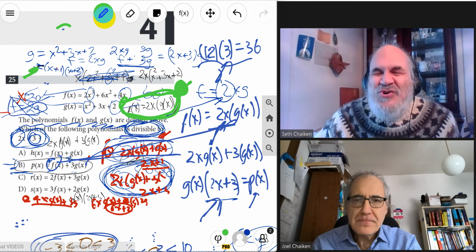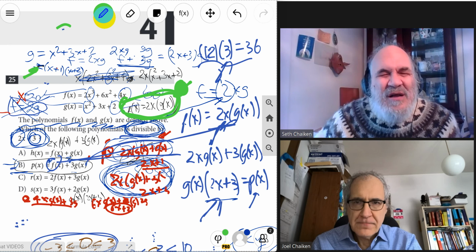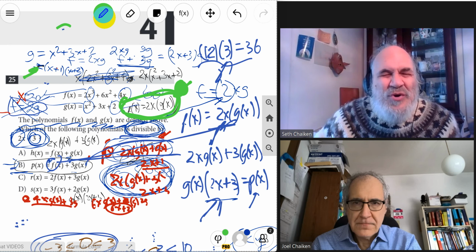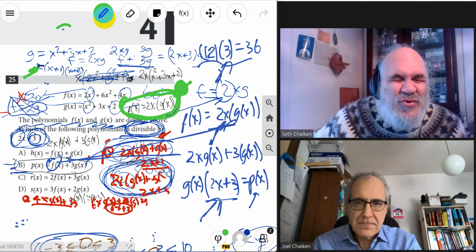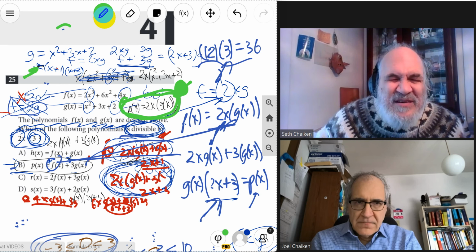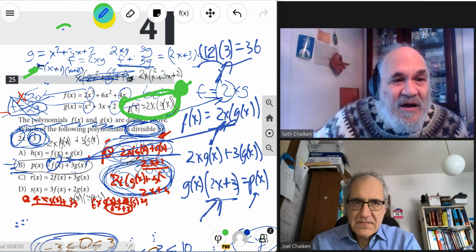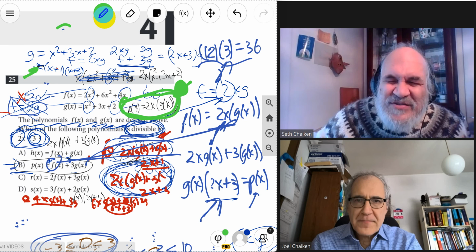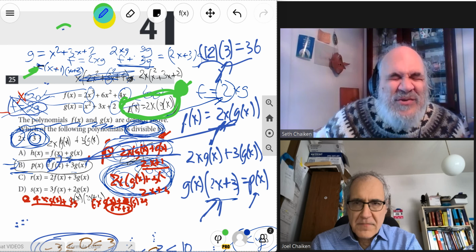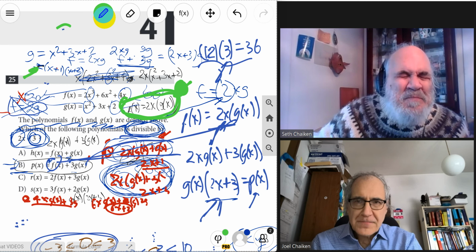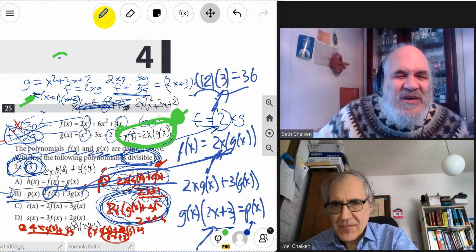If your job was to pick all of those that are divisible by 2x plus 3, and these were labeled Roman numerals 1, 2, 3, and 4, and the answers A, B, C, D were 1 only, 2 only, 1 and 2, that kind of question would entail that you need to rule out the others. But it's not.